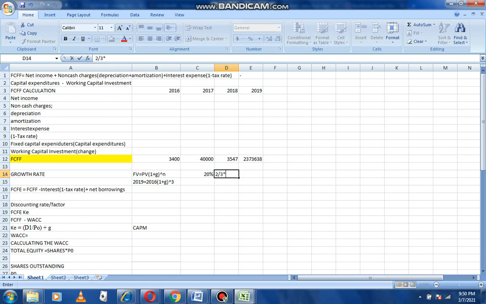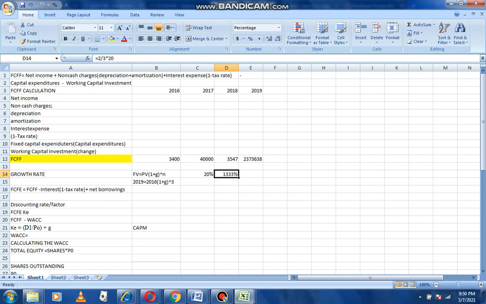And then you back it up with a theory. You write that you have done this and concluded this because of the theory. So what you get here is 13.3%. You'll say 13.3% is the growth rate to infinity.